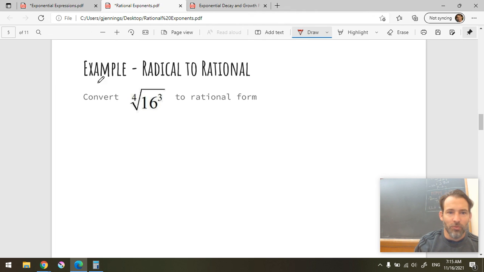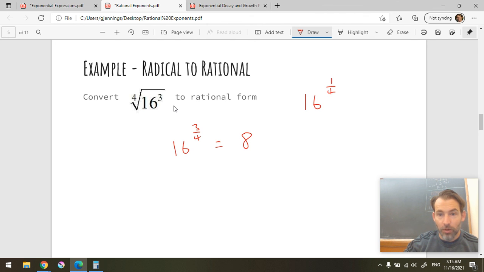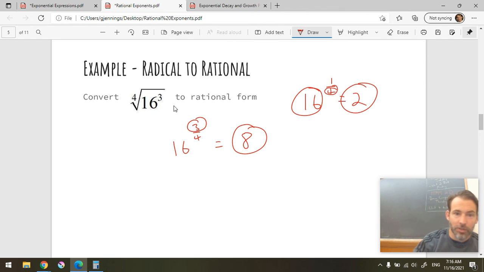Okay, convert 4 and 16 to rational form. All right, so this is not so bad. We're just going to have 16 to the 3 over 4. Okay, and that's going to be equal to the 4th root of 16, which is 2, raised to the power 3, which is 8. Okay, this is 2 to the 3. Why? Because 16 to the 1 over 4 equals 2. This is some number when multiplied by itself 4 times gives me this number. 2 to the 4 is 16. 2 raised to the power 3 now is 8. That's how you answer these types of questions.